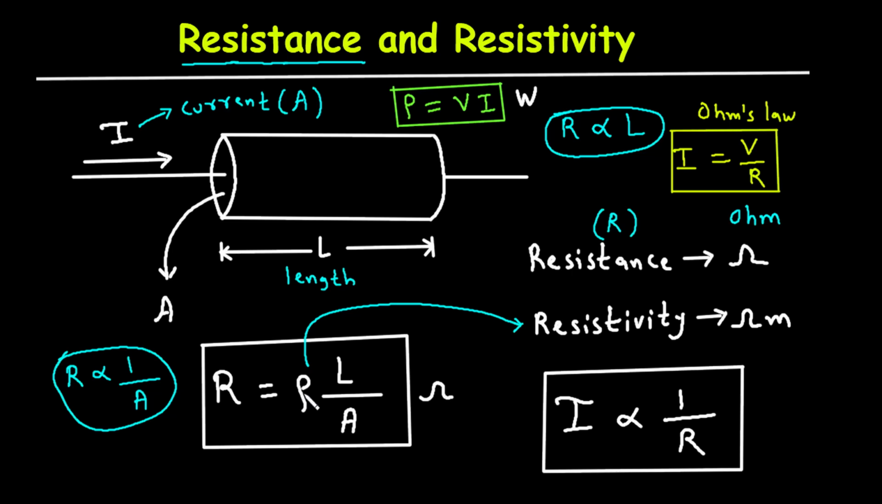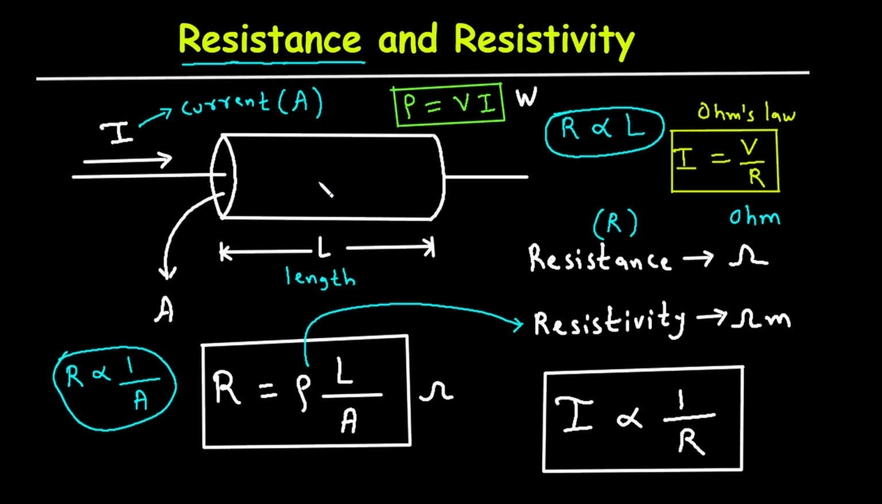3. Material. The type of material affects resistance. Copper, for example, has low resistivity and is commonly used in electrical wiring, whereas rubber has high resistivity and is used as an insulator. Visual representation. Imagine a cylindrical conductor with length L and cross-sectional area A. Current I flows through the conductor. The resistance R is influenced by the length and area of the conductor as well as the material's resistivity ρ.